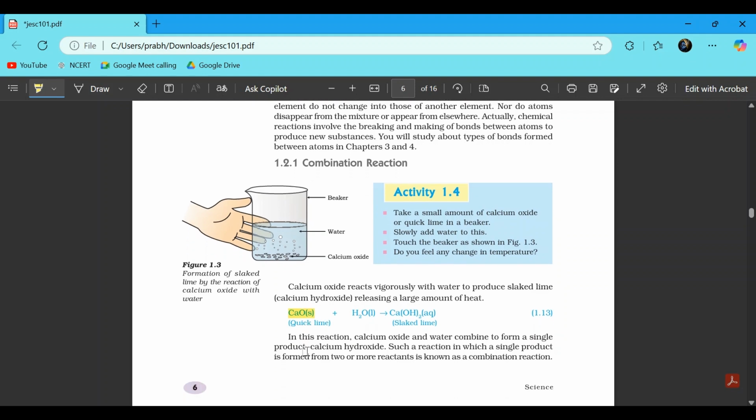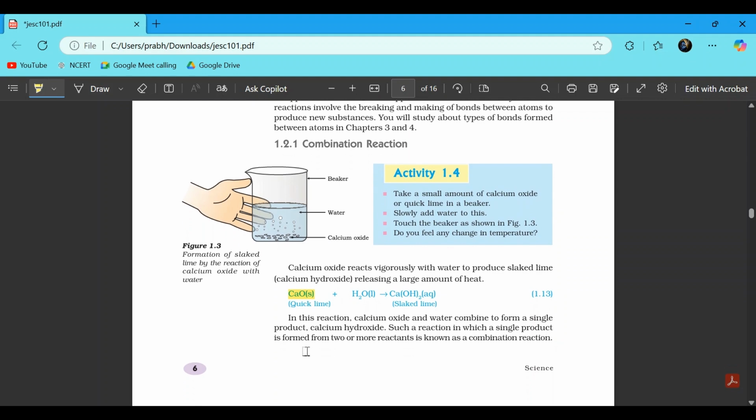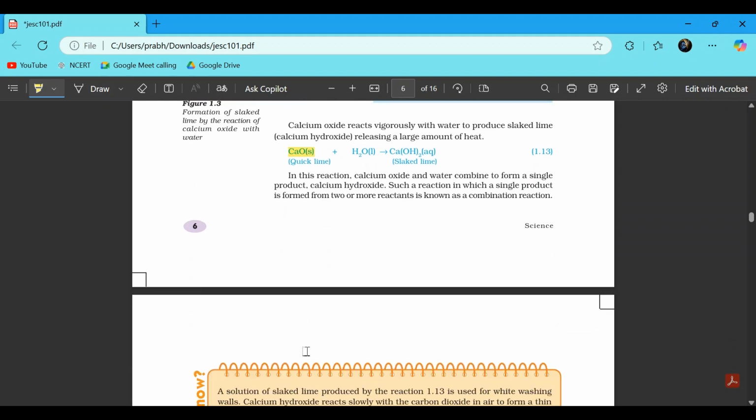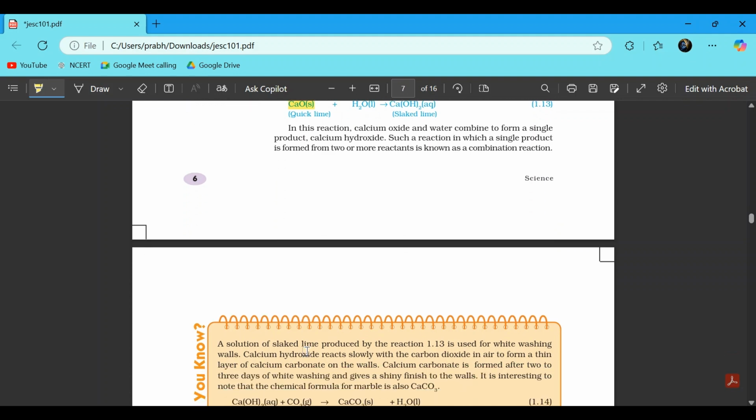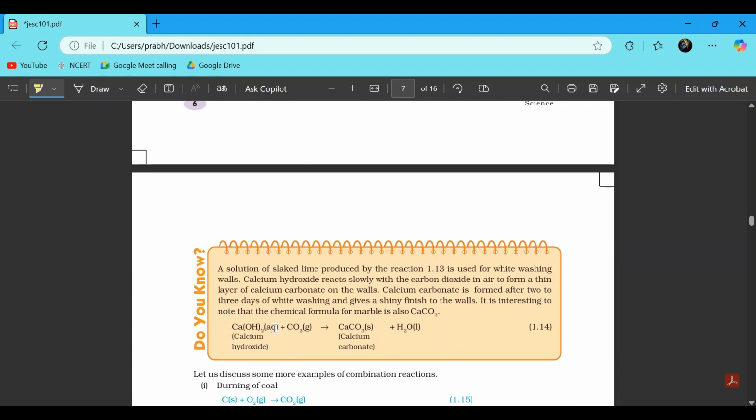Quicklime is called sukha chuna in Hindi. So when quicklime reacts with water, slaked lime is formed. This is an example of a combination reaction. You have to just learn it, because these questions come. And there is one more thing. What happens when slaked lime, this Ca(OH)2, reacts with CO2? Then it forms calcium carbonate, CaCO3, and H2O.